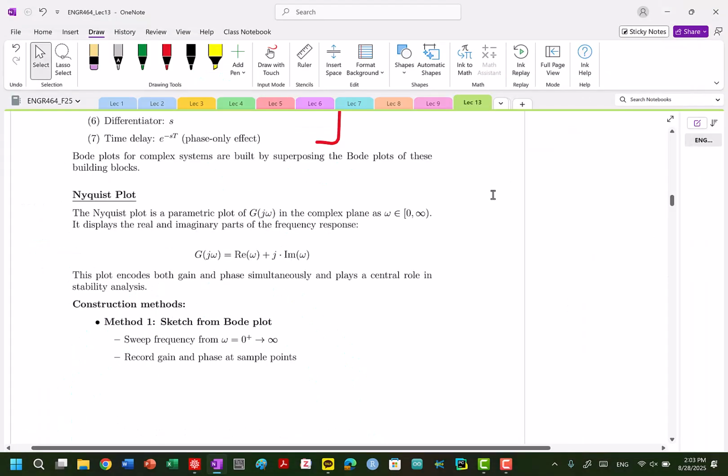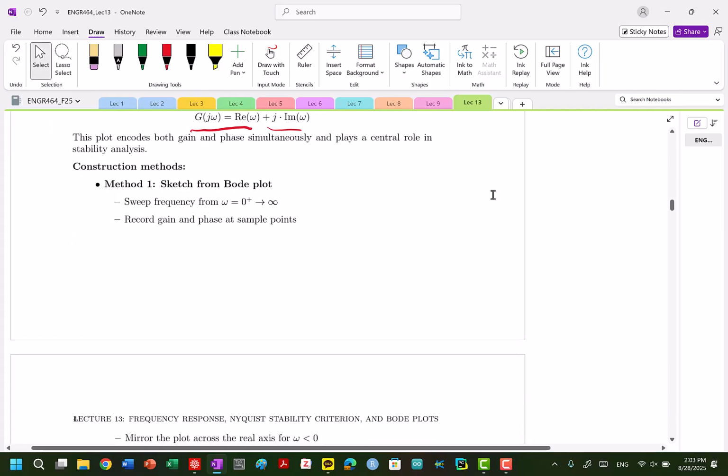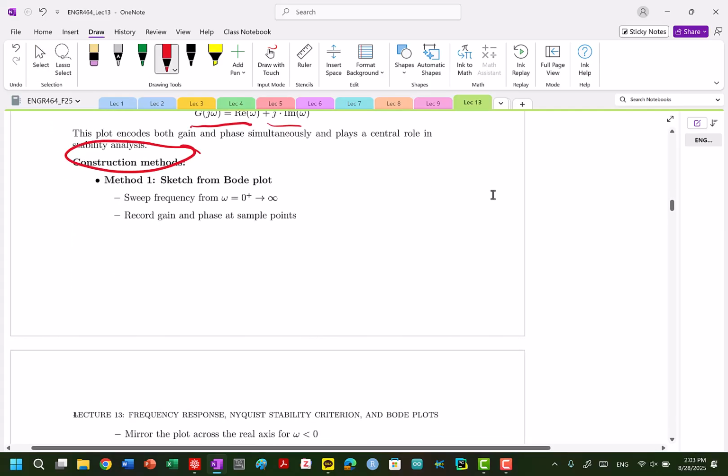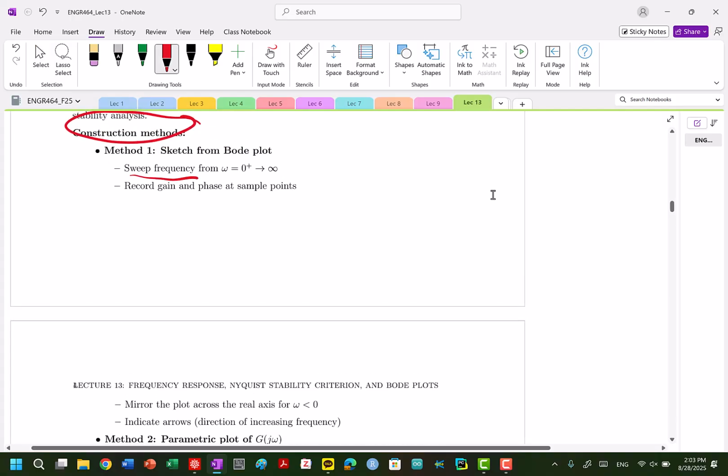How can we construct that Nyquist plot from essentially the Bode information? What we're going to do is a parametric plot. So again, it's the real component, and then it's our imaginary component, and that's our frequency response. One method of constructing it is to increase frequency from 0+ to infinity.